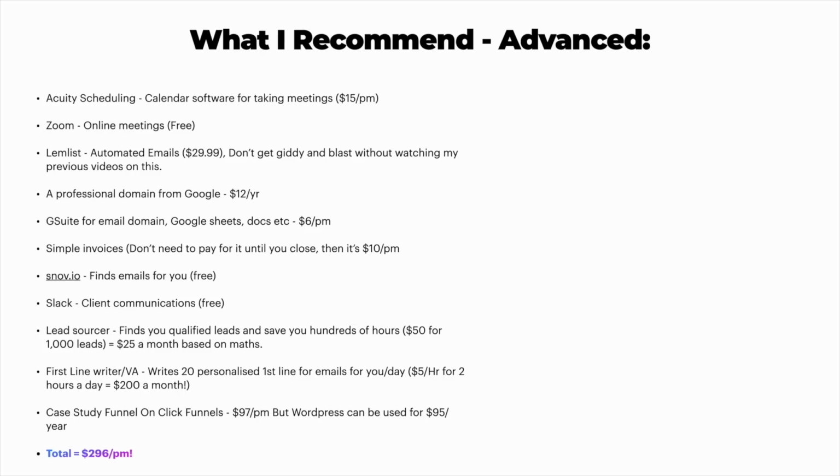Now, if you are on a slightly better budget, here's what I recommend. Acuity scheduling, Zoom, Lemnis, a professional domain, G Suite, Simple Invoices, Snowvio, Slack. I also recommend you get a lead sourcer that basically helps you find leads, qualifies them, and saves you hundreds of hours of time. You can literally pay somebody on Upwork for this, $50 for like 1,000 leads. If you do the maths on that, if you just write like 20 emails a day, it only works out to be like $25 a month.